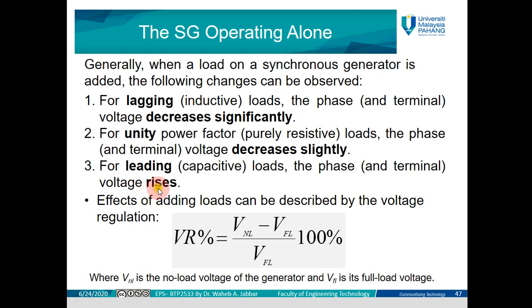For that, usually they connect some capacitive load to the grid in order to improve the voltage during the peak time. So if there is a voltage drop, or a big load is connected to the grid, which causes the voltage to drop due to some inductive load, we are going to add capacitive load in order to increase the voltage of the system.